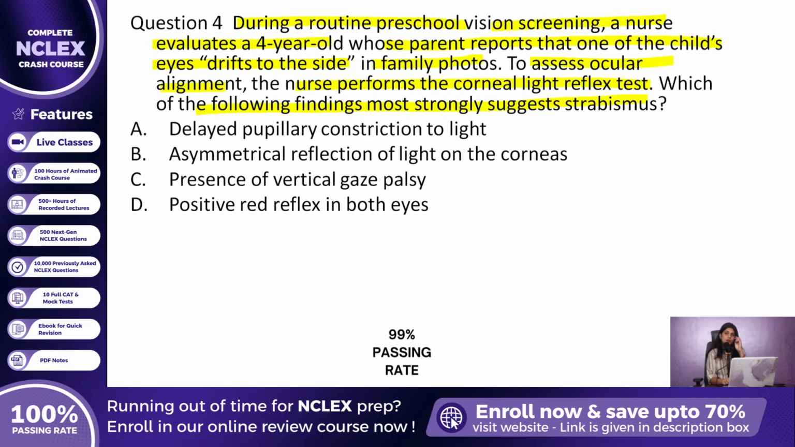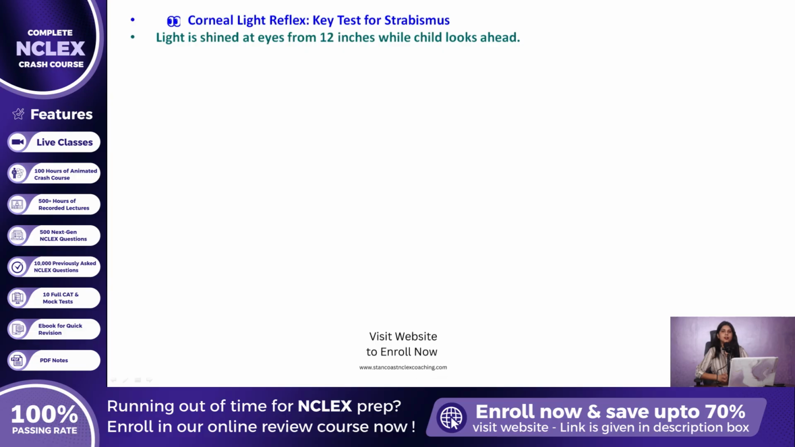Now turning our focus to the correct answer, the right choice is option B, asymmetrical reflection of light on the corneas. This finding is a key indicator of strabismus, a condition in which the eyes are misaligned and do not track together. During the corneal light reflex test, also known as the Hirschberg test, a light is shined toward the child's eyes from about 12 inches away while the child looks straight ahead.